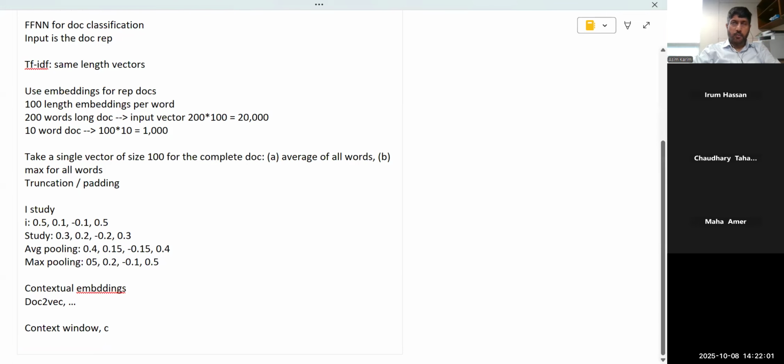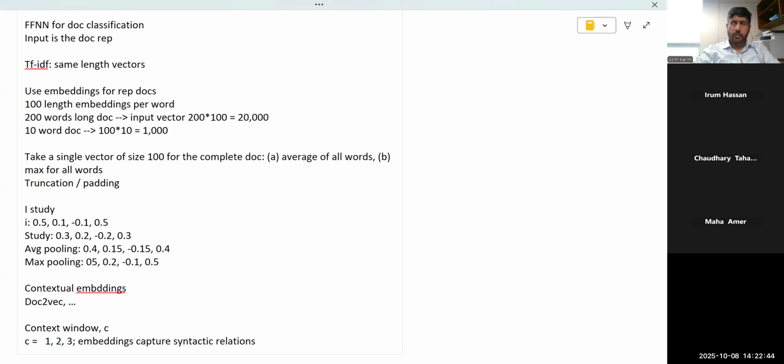So now the question is, what does this have? What is the impact of this C on the types of embedding that we get? So people have studied this extensively. So when C is small, let's say 1, 2, maximum 3, then the embeddings capture syntactic relations to a greater extent.